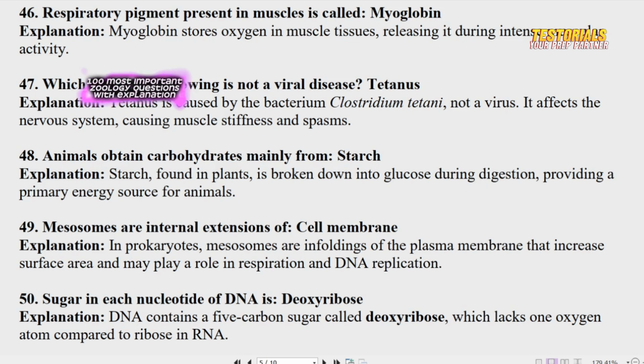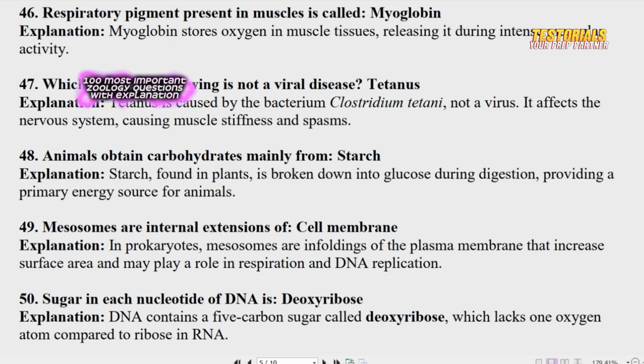49. Mesosomes are internal extensions of cell membrane. Explanation: in prokaryotes, mesosomes are enfoldings of the plasma membrane that increase surface area and may play a role in respiration and DNA replication.